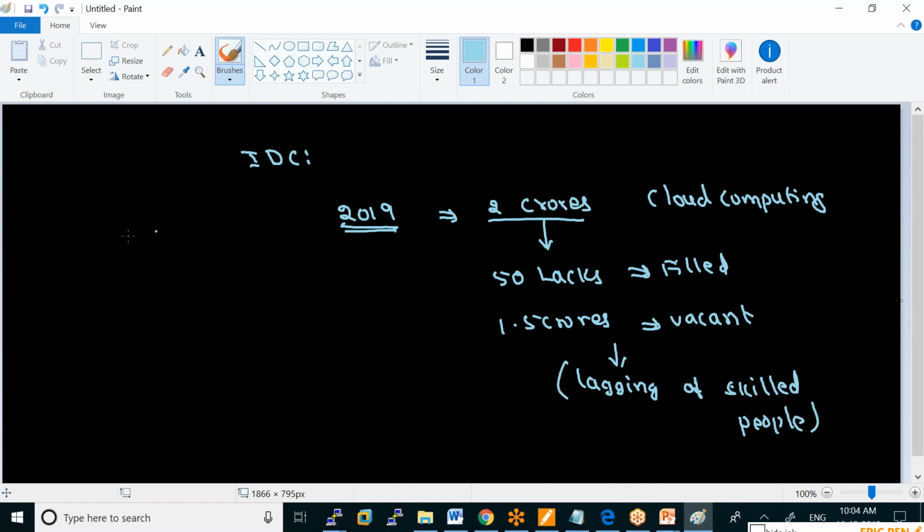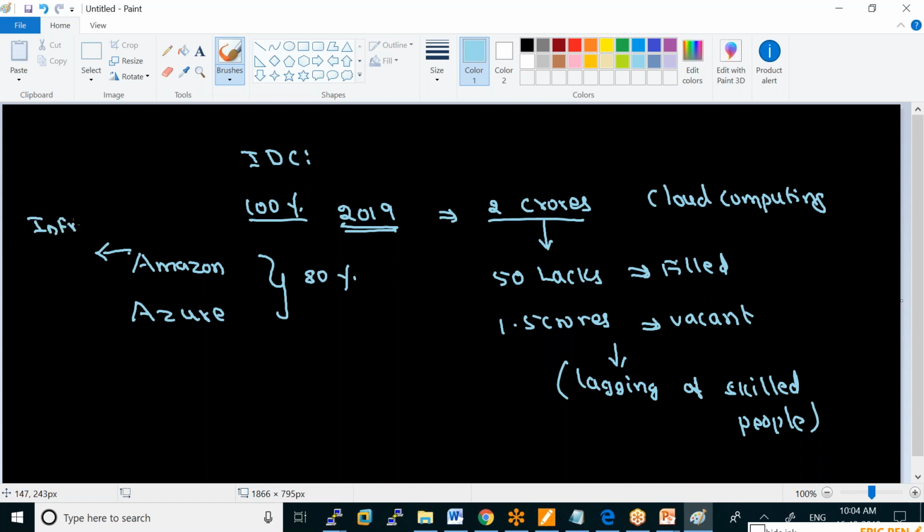With respect to cloud, we have the world leaders, Amazon and Azure. They are the two leaders. Out of 100 percent of the market space, nearly 80 percent is occupied by Amazon and Azure. In terms of infrastructure, such as servers and storage, Amazon is the leader. In terms of platform and software as a service, Azure is the market leader.